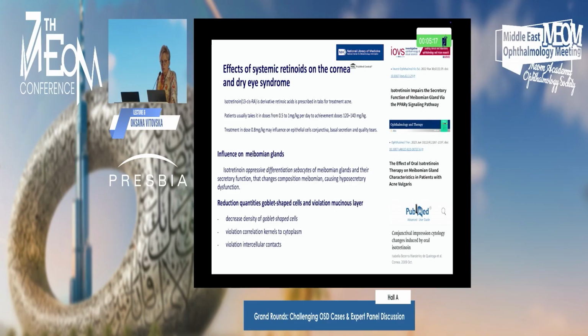It could influence the meibomian glands, as mentioned in different papers, through suppressive differentiation of sebocytes of the meibomian glands and their secretory function, which changes the composition of meibum, causing hyposecretory dysfunction. Also, on the other side, it could influence goblet cells and disrupt the mucin layer, decrease the density of the cells, and also influence intercellular contacts.